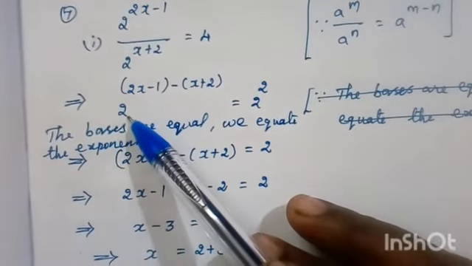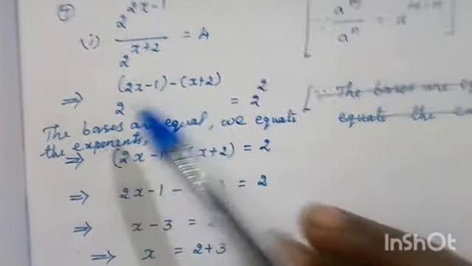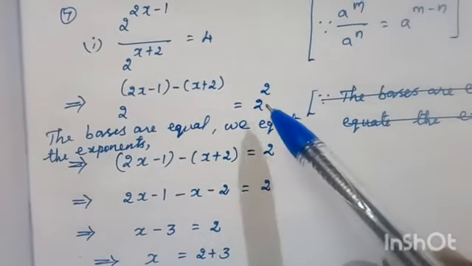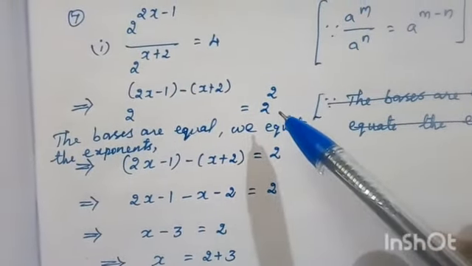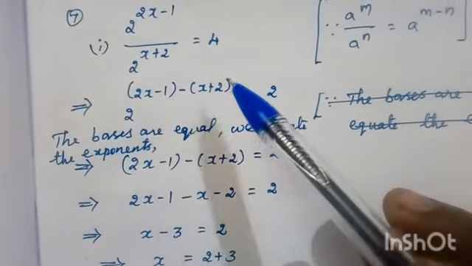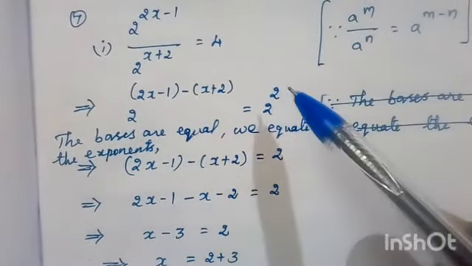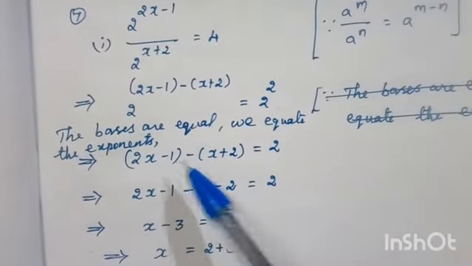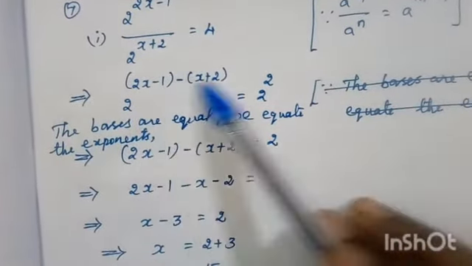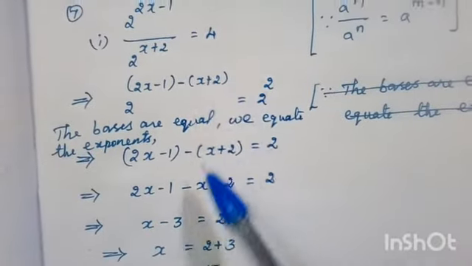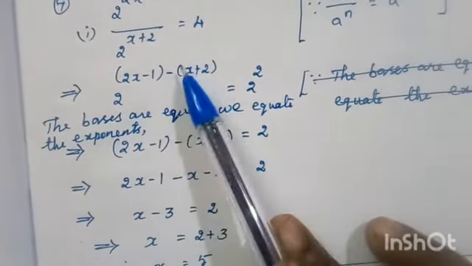So now listen, the bases are equal, we equate the exponents. For left hand side and right hand side we have the same base, 2 and 2. So we have to equate the exponents. Exponent means that is the power. So that is 2x minus 1 minus of x plus 2 is equal to 2.